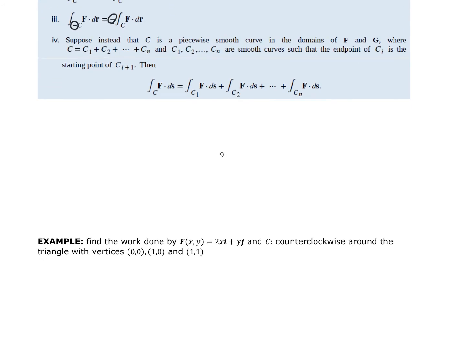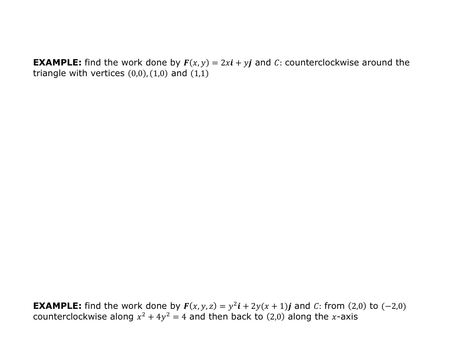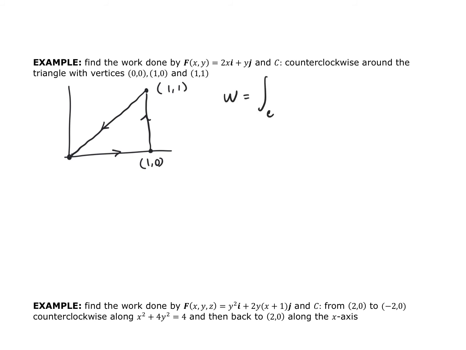So let's take a look at what that does for us in this example, where I'm going to find the work done by the vector field. C is counterclockwise. I'm going to go around these vertices. So here's my picture. I'm going to go from 0, 0, then to 1, 0, and then up to 1, 1, and then back to where I started. It is counterclockwise, so I've got my motions in here. So my work on my curve C of f dot dr.